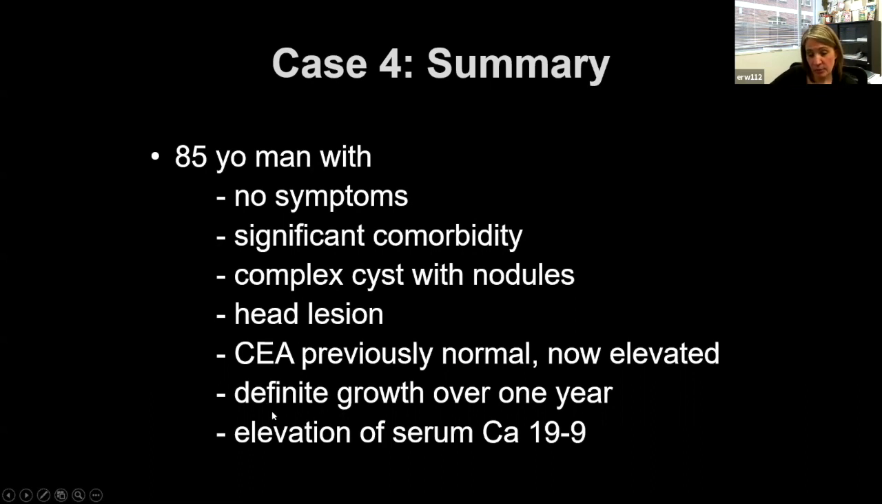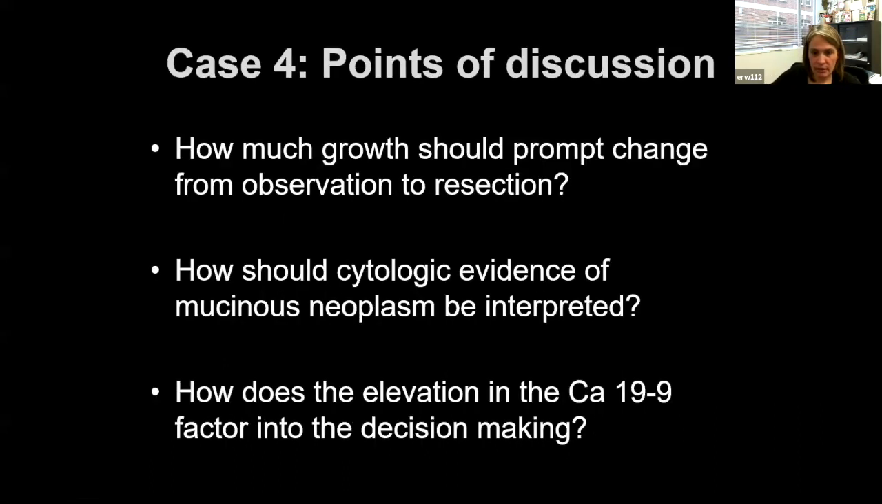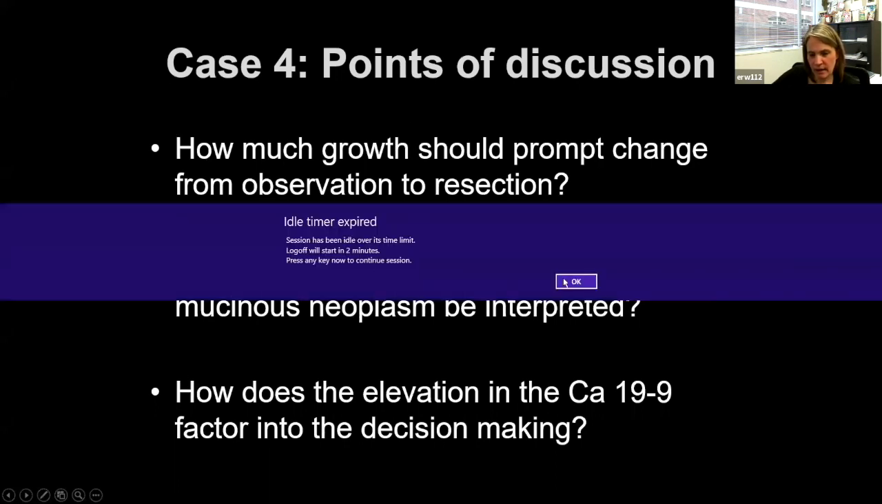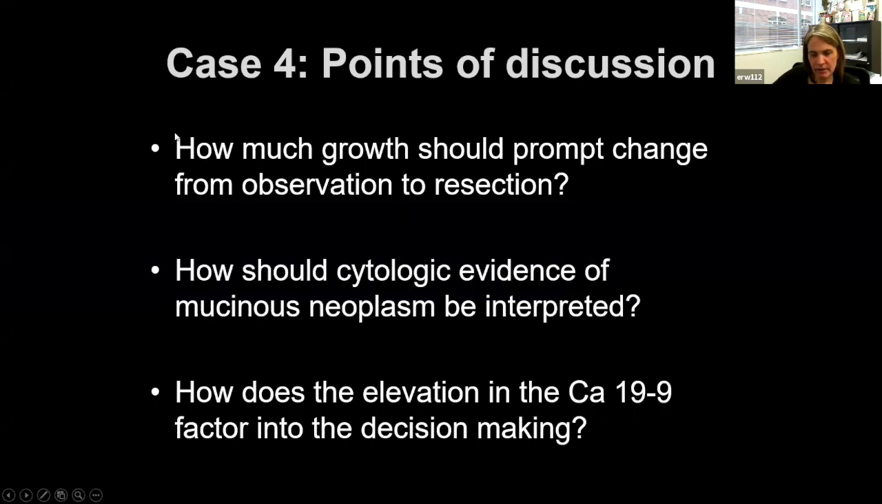There's definite growth over a year, more than was outlined in the worrisome features described earlier in the ICG criteria, and he has elevation in his serum CA19-9. So really, how much growth? This used to be an open question until it was added to the guidelines, but there's really not much data on which that number is based at this point. We have pretty limited natural history data, and so you have to think carefully about that.